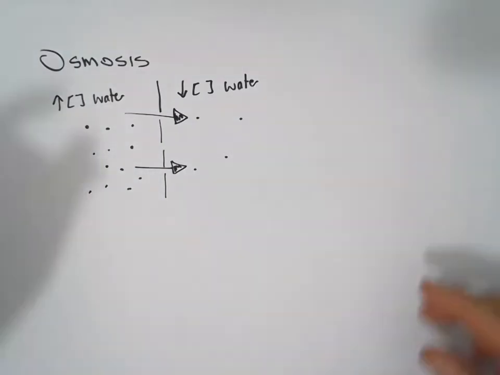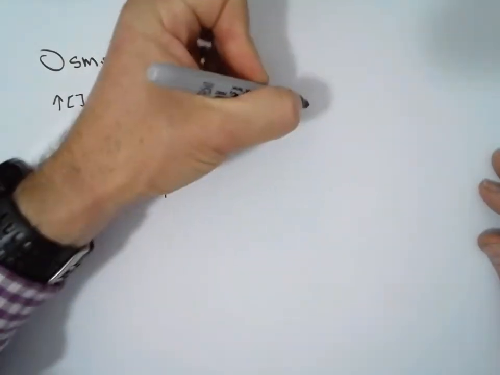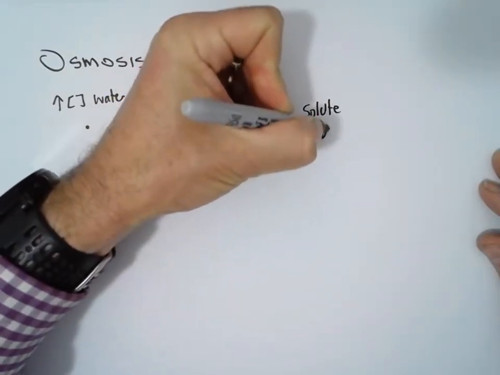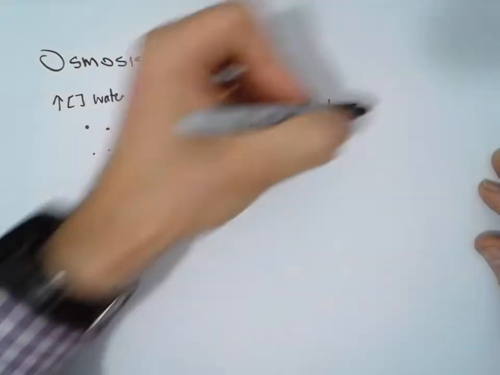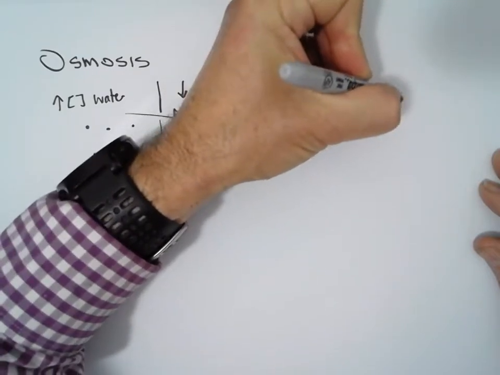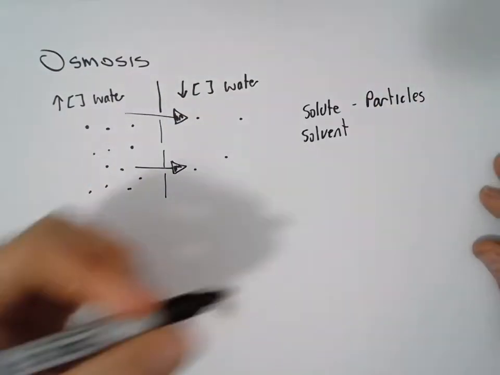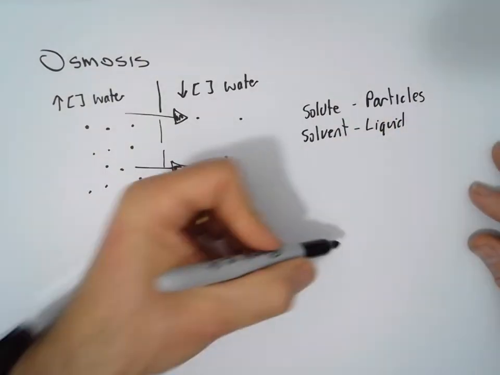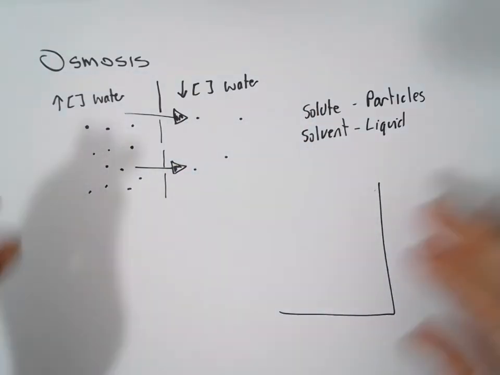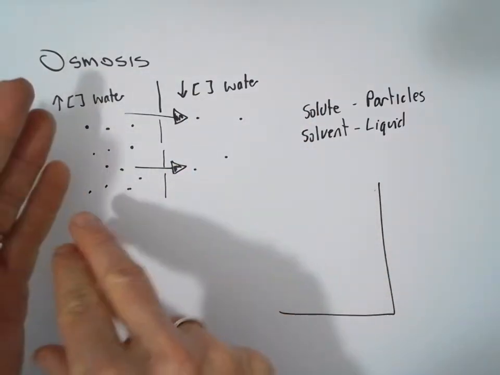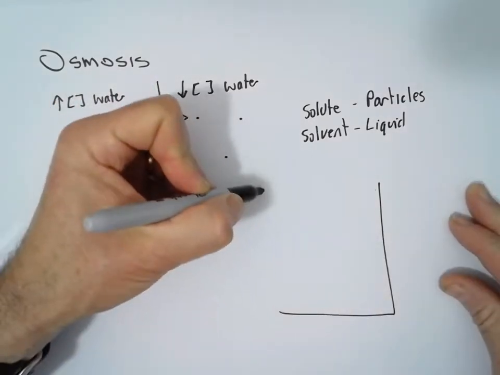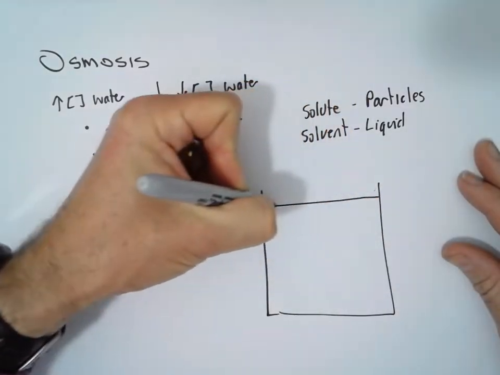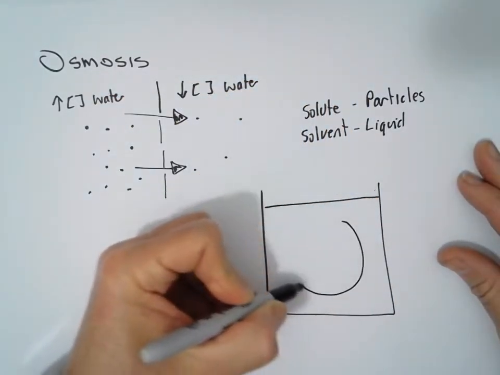First of all, I want to introduce one more idea, and that is the difference between a solute and a solvent. So solutes are the particles, like glucose or salt particles, and the solvent is the liquid like water. Now that's important for us because what dictates the proportion or the concentration of water is how much solute is in the solution. So I'm going to show you an experiment here where we've got a cell.